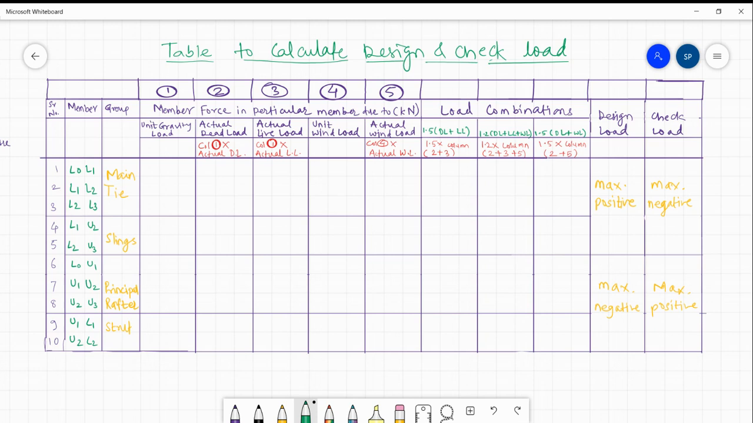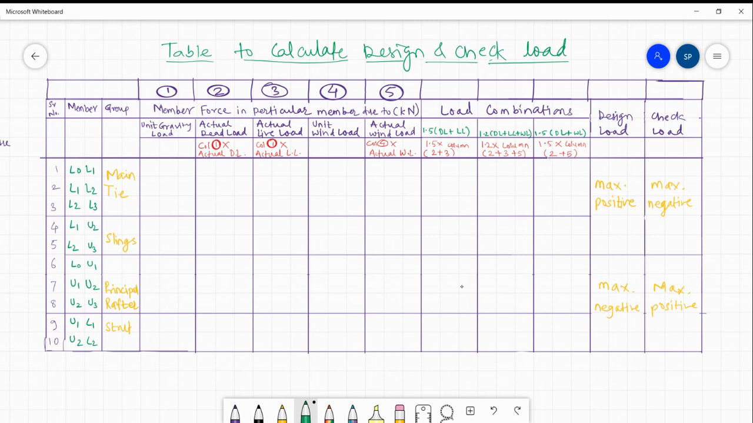Now what does this table do? This table gives you the final value of design load and check load, which is to be used for design of a particular member. When you are designing a particular member, the values in the last two columns will be directly used for that purpose. I will explain this table.